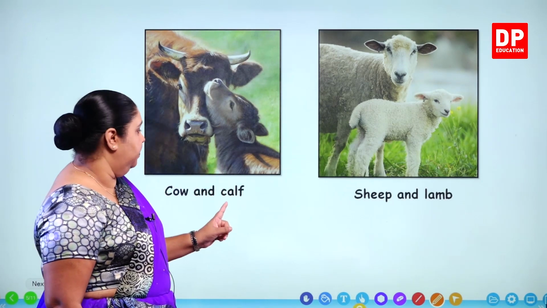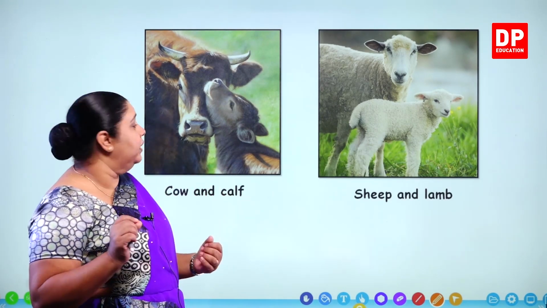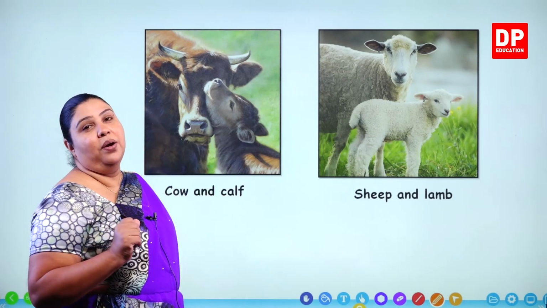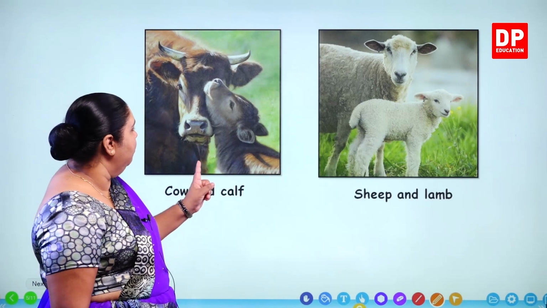CALF. Calf. Now you have to learn the spellings. Maybe you can write them in your little book that you have and you can write down these names. So the cow and the calf. Can you see them? Calf.